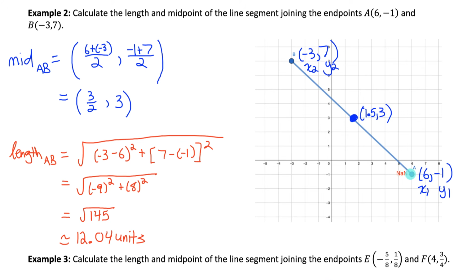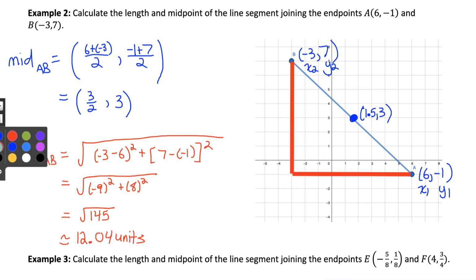And hopefully you remember why that formula works. Really what we did was we used the Pythagorean theorem by turning this into a right triangle, and by finding the difference in the x-coordinates, we found out that the length of the horizontal component is 9 units. I get that from the absolute value of the difference of the x's, and I found out that the length of the vertical component is 8. I got that by doing the difference in the y-coordinates of the endpoints. And using the Pythagorean theorem, we were able to solve for the length of the hypotenuse, which is line segment AB.